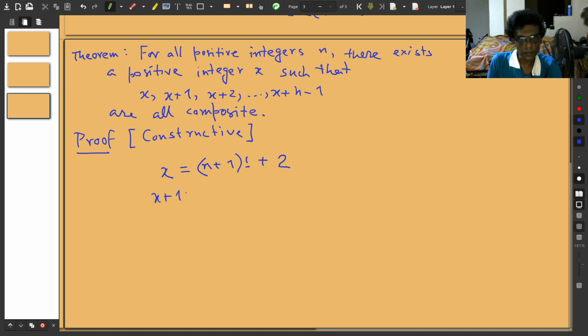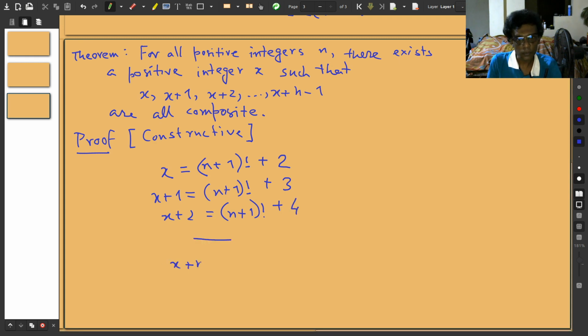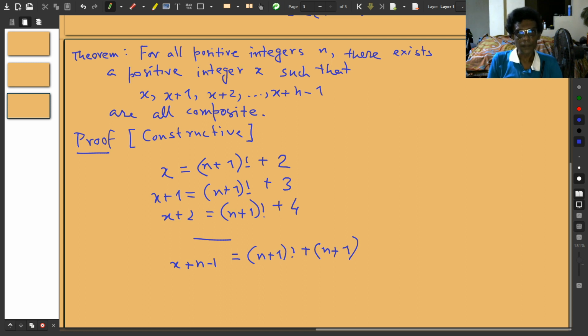x plus 1 is (n plus 1) factorial plus 3. This is divisible by 3. x plus 2 is (n plus 1) factorial plus 4. This is divisible by 4 and so on. Eventually I have x plus n minus 1 equal to (n plus 1) factorial plus 2 plus n minus 1, which is (n plus 1) factorial plus n plus 1. This is divisible by n plus 1. So this example illustrates that we can have a constructive existential proof for all values of n.